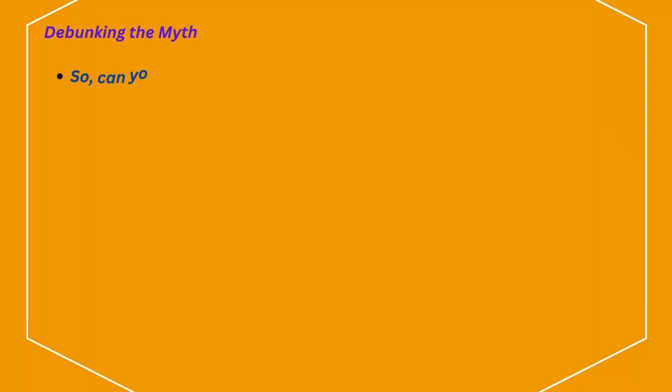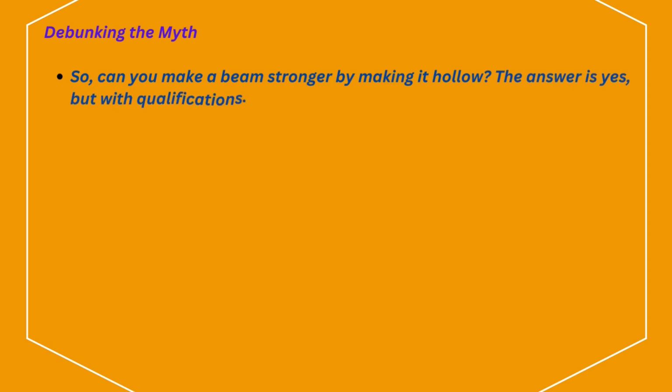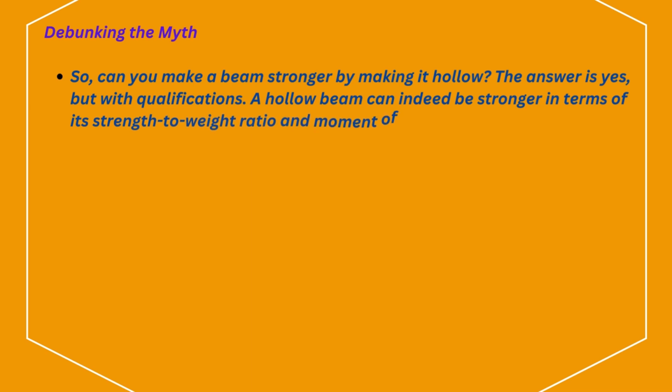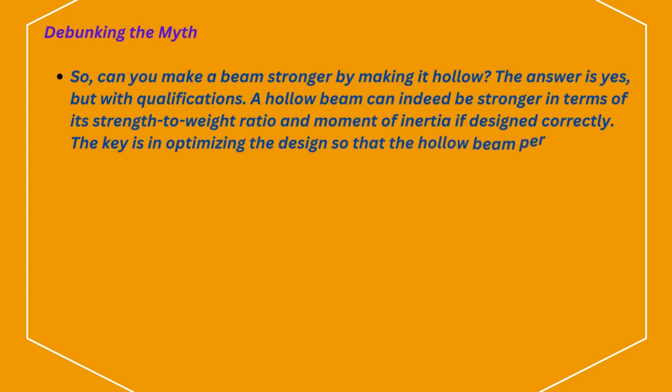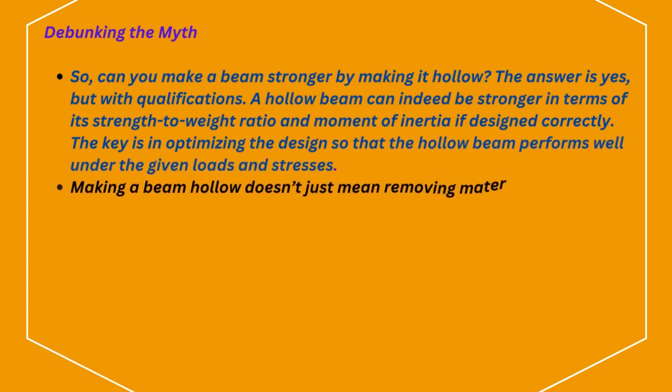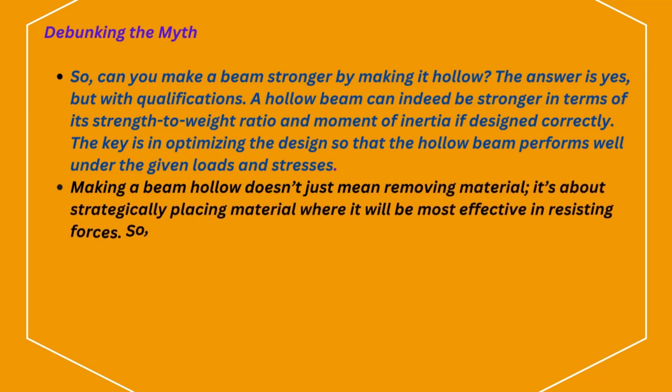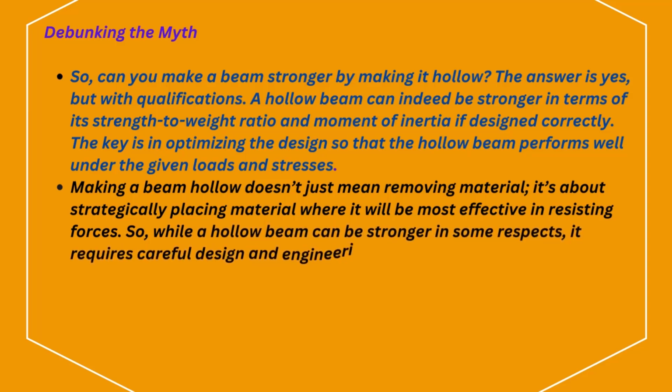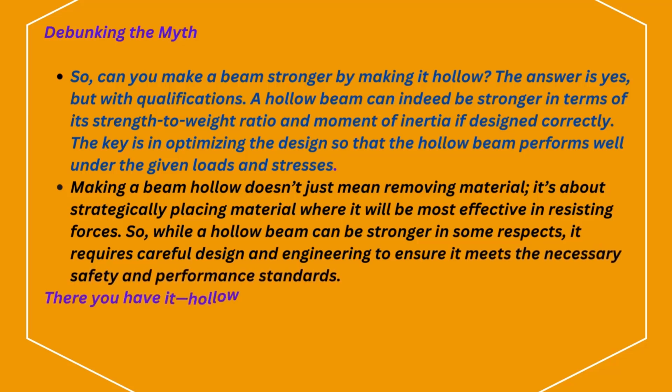Debunking the myth. So, can you make a beam stronger by making it hollow? The answer is yes, but with qualifications. A hollow beam can indeed be stronger in terms of its strength-to-weight ratio and moment of inertia, if designed correctly. The key is in optimizing the design so that the hollow beam performs well under the given loads and stresses. Making a beam hollow doesn't just mean removing material, it's about strategically placing material where it will be most effective in resisting forces. So, while a hollow beam can be stronger in some respects, it requires careful design and engineering to ensure it meets the necessary safety and performance standards.